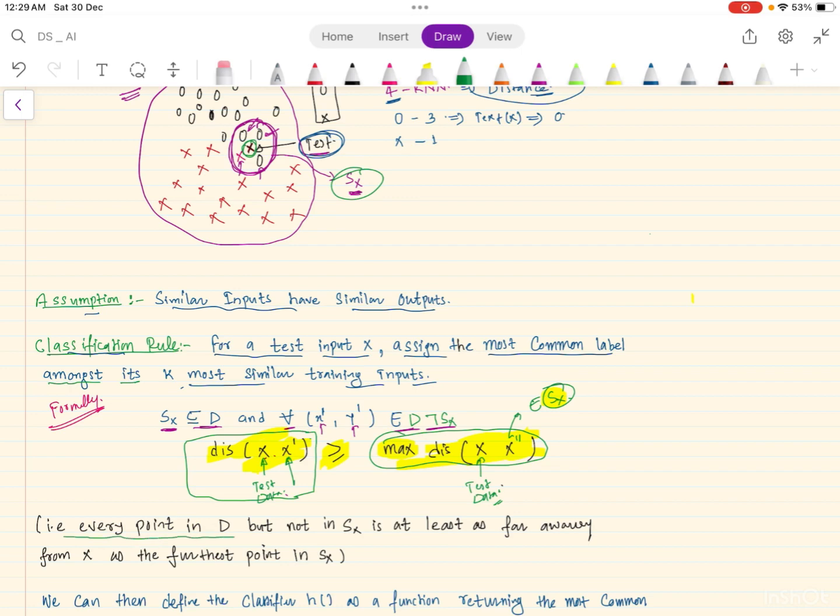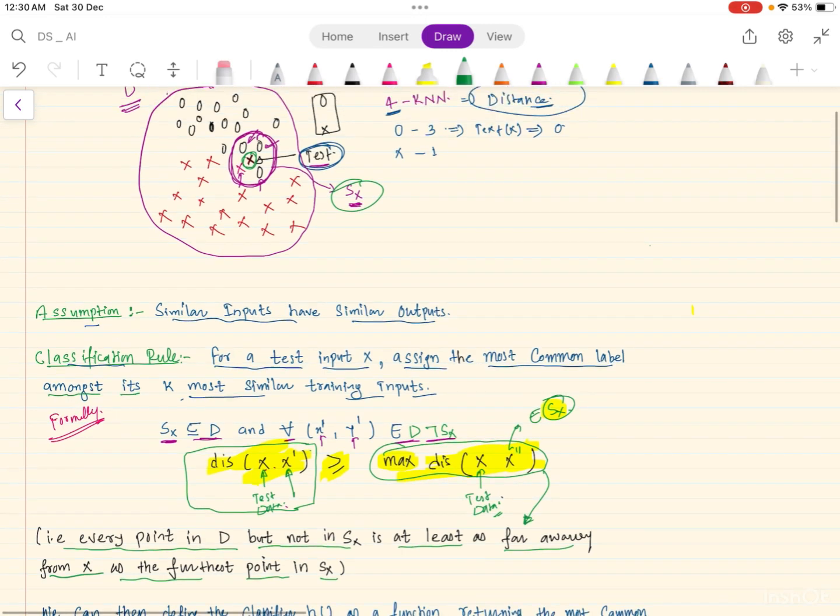So what does it mean? That every point in D but not in Sx is at least as far away from x as the furthest point in Sx. So that is the meaning of this, right? Now we have looked at the distance, and we are going to make the classification, right?